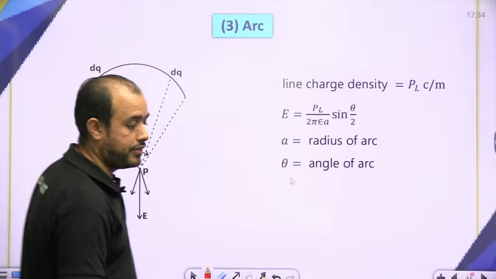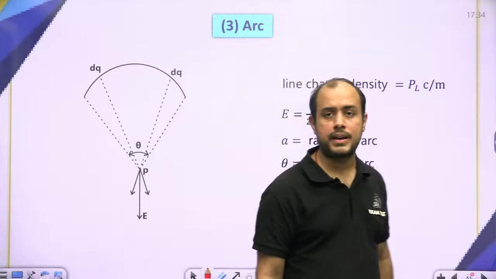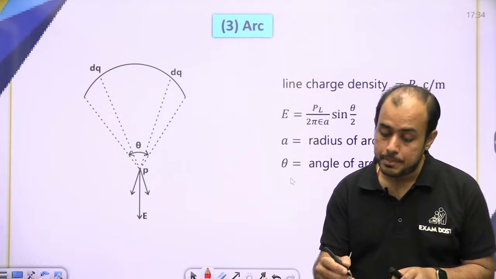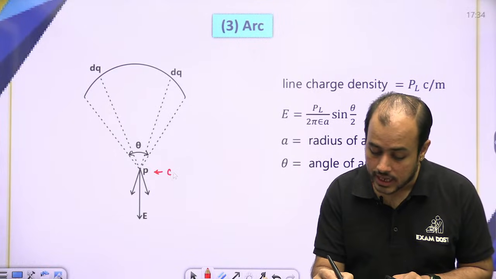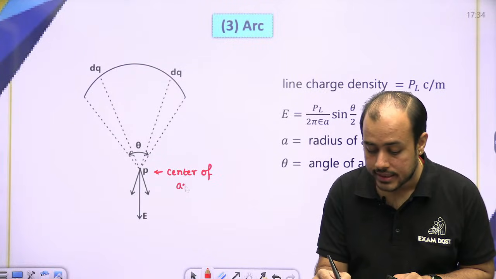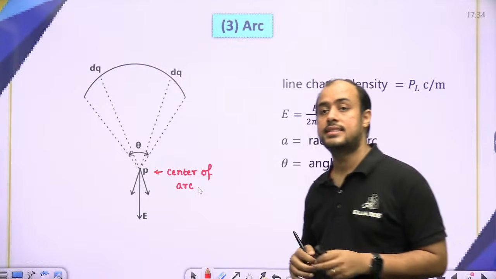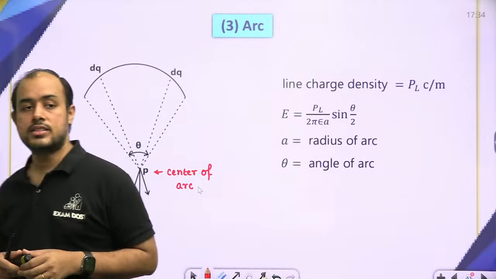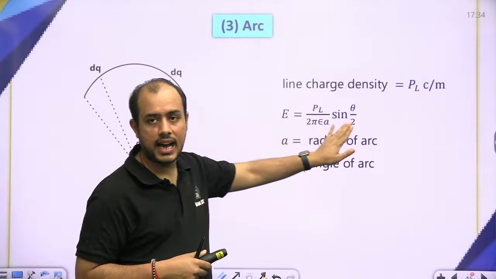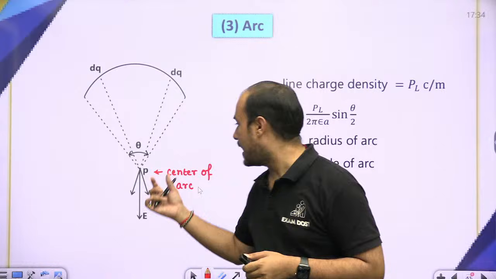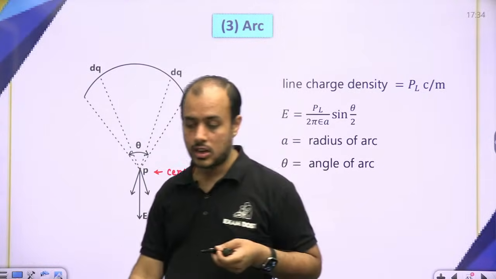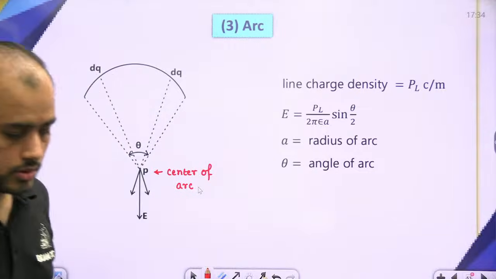Then beta arc, when I am not taking a proper circle but I am taking a part of circle. Now this P point is the center of the arc. Now we are not taking a point on the axis but we are finding at the center of the arc. So it is rho L by 2 pi epsilon a, a is the radius, sin theta by 2. Theta is the angle of the arc. Just a moment. क्या?